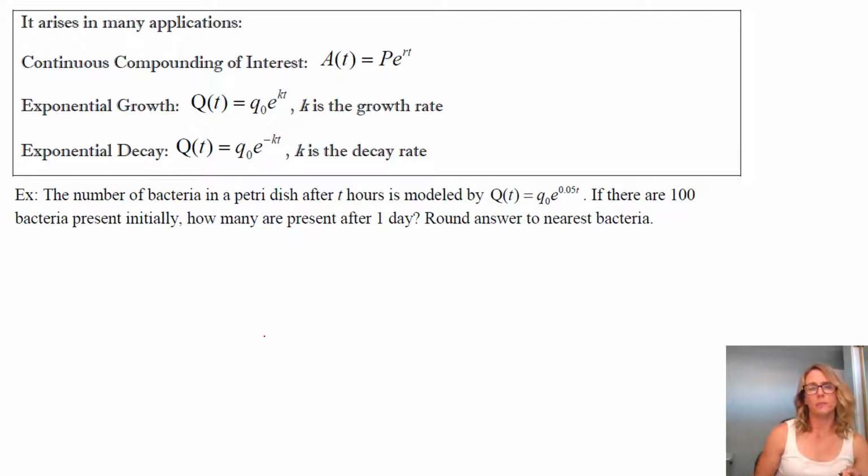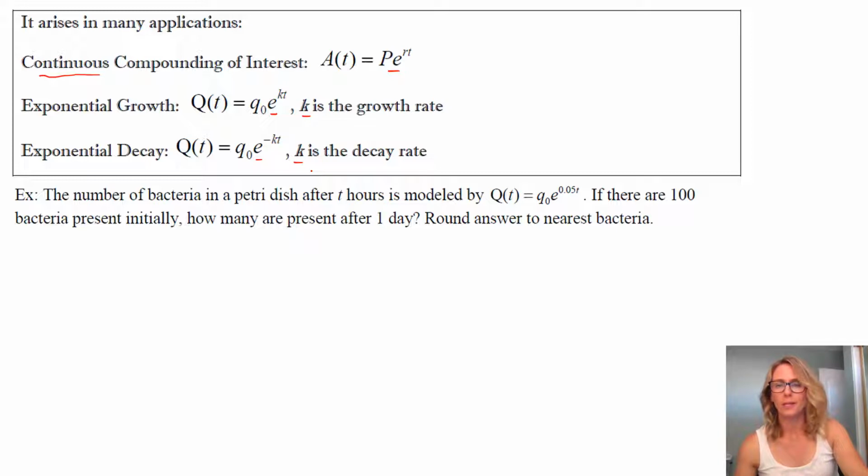So as you can see, it arises in many applications. If you were to compound interest continuously, so literally every single second you're compounding interest, the base of that is e. So that's where it occurs naturally. We also see, if you've heard of exponential growth, exponential decay, those are also base e. And you have a growth rate or a decay rate, depending on whether you have a population that's growing or a population that is shrinking, essentially. So we'll take a look at just a couple examples of where we see e and how we can use it in the natural world here.